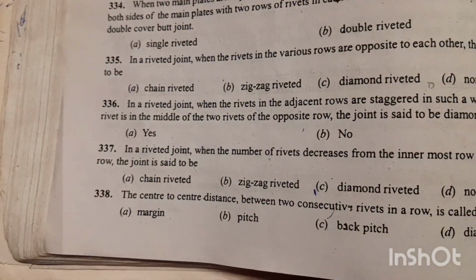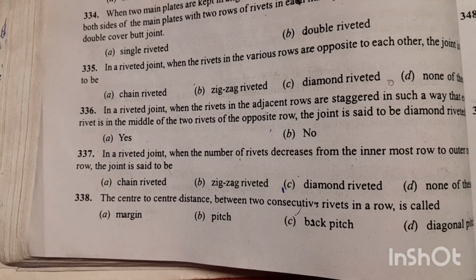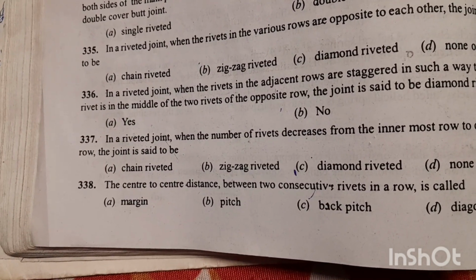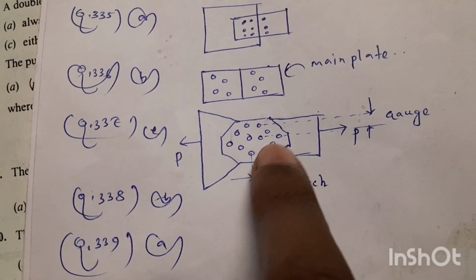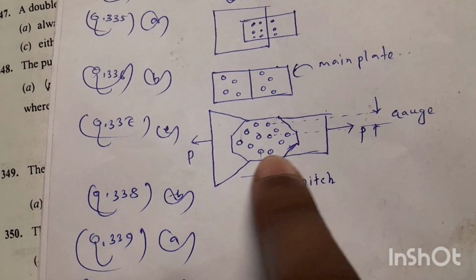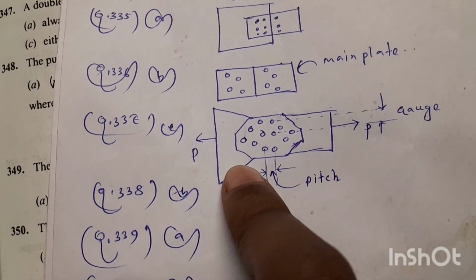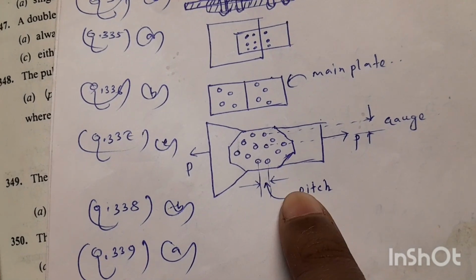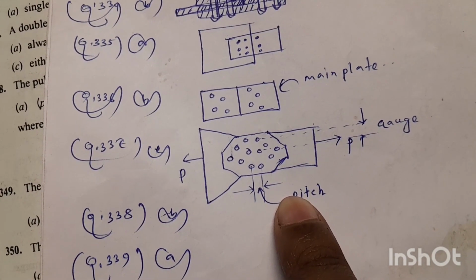Next question 338. The center to center distance between two consecutive rivets in a row is called, option B is the right answer, pitch. For this connection you can see the center to center distance between two consecutive rivets, and this distance is along the force on the connection. This distance is called the pitch of the rivet.